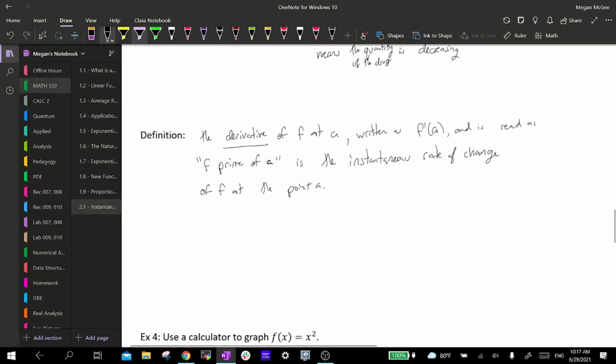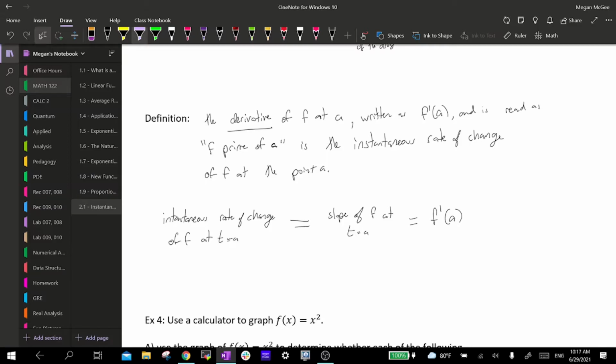All right, and just to keep everything straight, the instantaneous rate of change of f at t is equal to A is the same thing as the slope of f at t is equal to A, which again is the same thing as f prime of A. So these are all referring to the same thing, but now we have a lot shorter way to write it, this f prime of A.